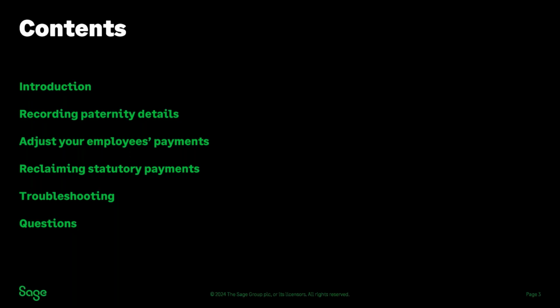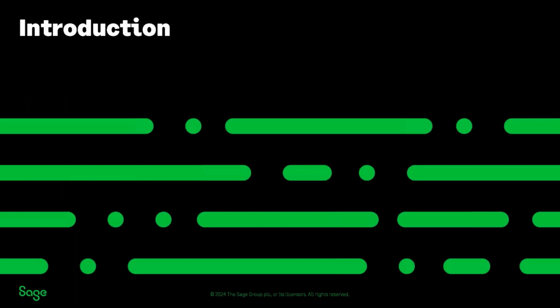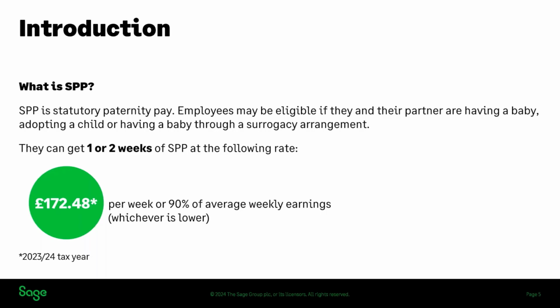So that's our plan. Let's get straight on to our introduction, introducing statutory paternity pay. So what is SPP? Well, it stands for statutory paternity pay, and it's a payment that employers make to eligible employees if they and their partner are having a baby, adopting a child, or having a baby through a surrogacy arrangement. So this is the payment made to the partner of either the mother or the main adopter.